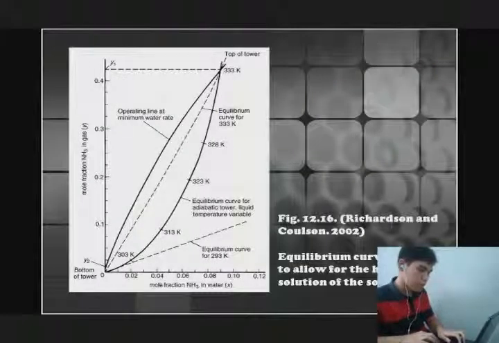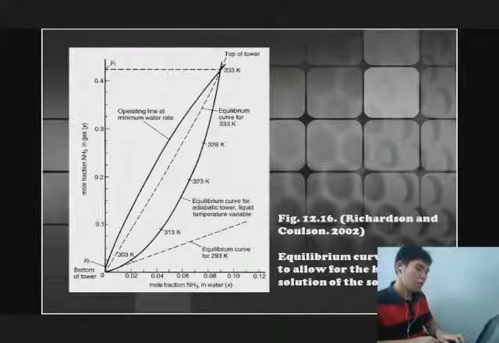The figure shows the effect of temperature on the equilibrium curve of ammonia in water. It can be seen that the slope is much steeper in the curve with the higher temperature than that of the lower temperature.